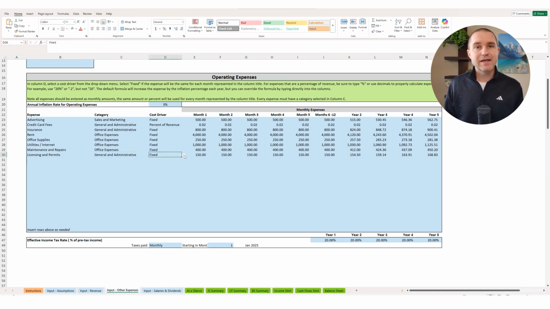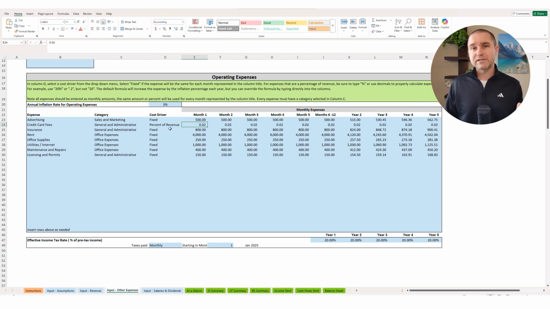From there, you can set whether that expense is a fixed dollar amount, a percentage of revenue, or a per employee expense. So for example, for advertising, let's say we're going to spend $500 a month on advertising. Maybe rent is $4,000 a month, insurance $800. Now, let's say you're collecting some of your payment, the private pay, with credit or debit card, and you're going to have a credit card processing fee. That would be a percentage of revenue. And so we can select percentage of revenue here and then set that as a percentage of 0.02, which would be 2%. 2% of total revenue would be credit card processing fees in this example.